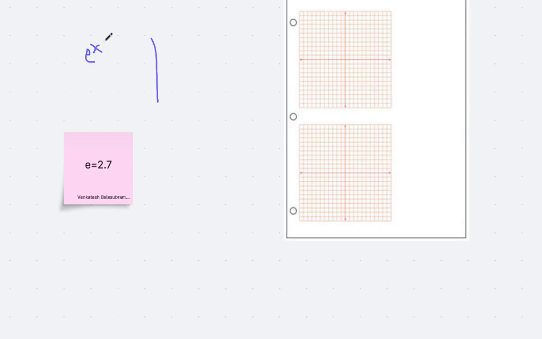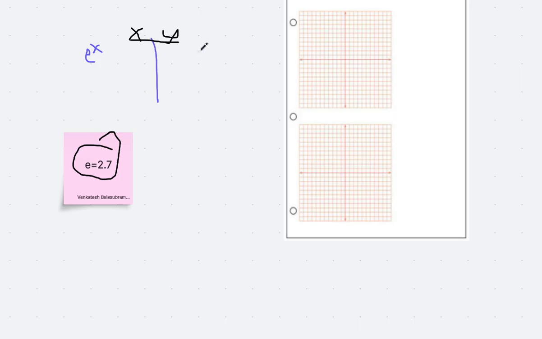Okay, so we're going to graph exponential functions of e. So we have this function e to the x. But what does e mean? E is about equivalent to 2.7. It's basically like pi. It goes on forever and ever, so we're going to have to round it. So this is x and this is y.